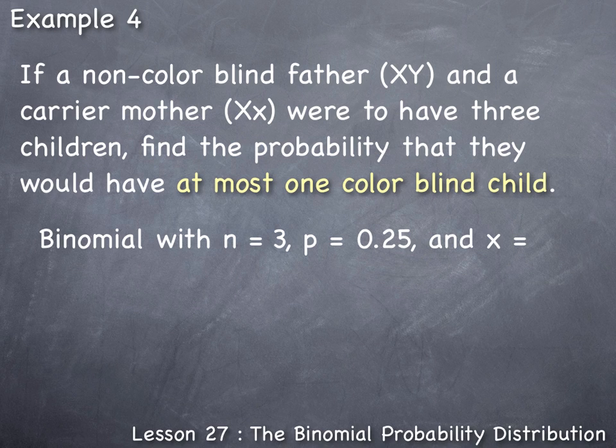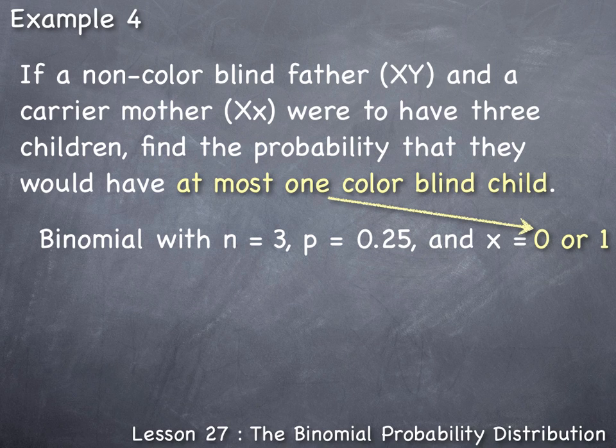And in the binomial probability distribution, x is a frequency, or a count, and it could take on any values from as low as 0 up to as high as n, in this case 3. So the values of x that are less than or equal to 1 would be x equals 0 or 1. So these are the values that we want included in our probability answer.